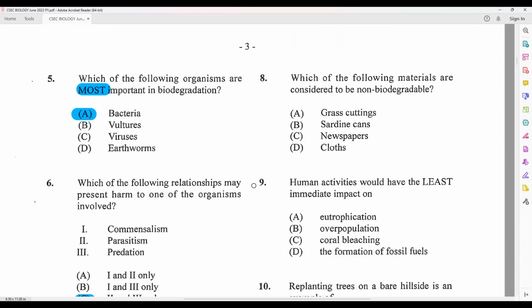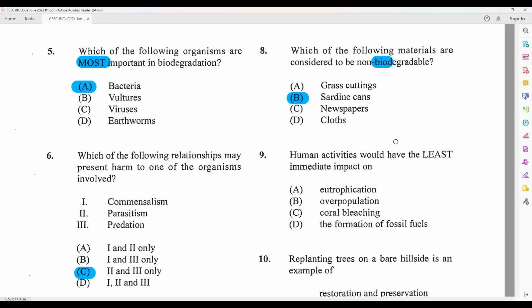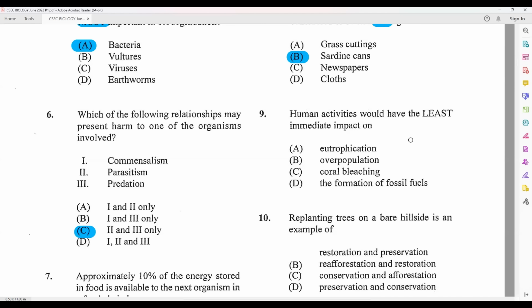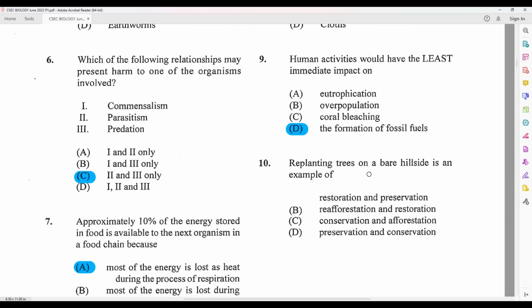Which of the following materials are considered to be non-biodegradable? Grass cuttings, yeah. Sardine cans, no, that can break down, not, at least not biologically. So it is non-biodegradable sardine cans. Human activities would have the least immediate impact upon the formation of fossil fuels. Fossil fuels take very, very long to form, right? And many of the humans will be dead before the fossil fuels are formed.